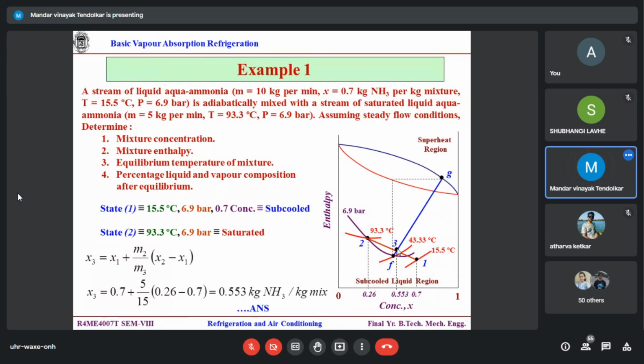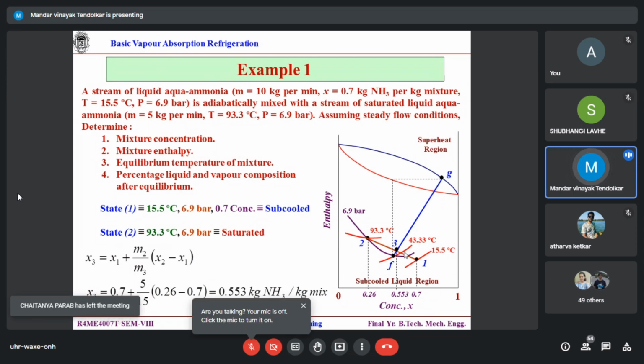Done. So you find the intersection over here, vertical line from 0.55, and wherever it cuts the line joining 1 and 2, that is your 0.3. Find it on the chart.